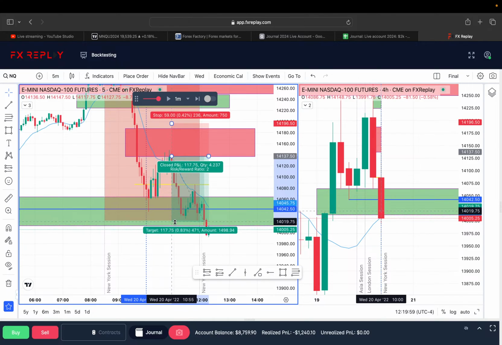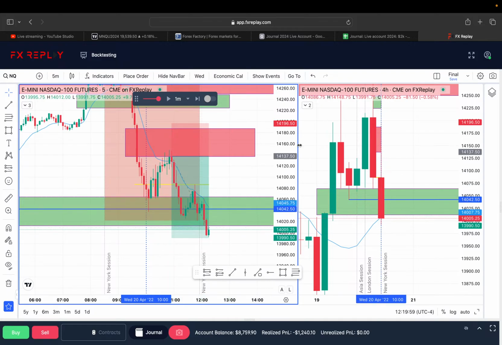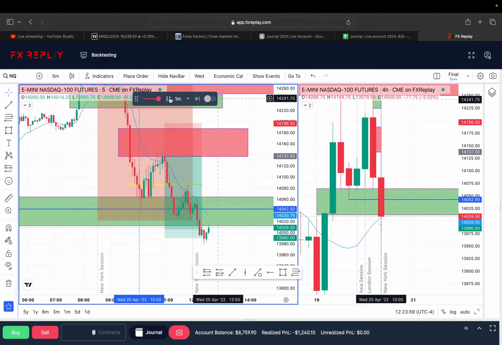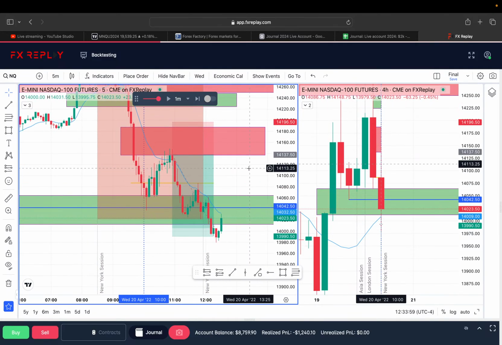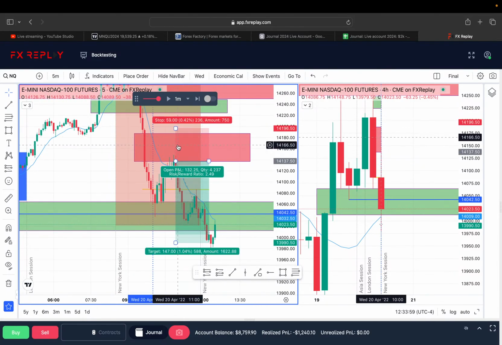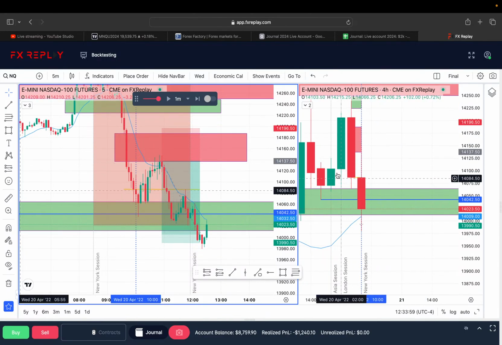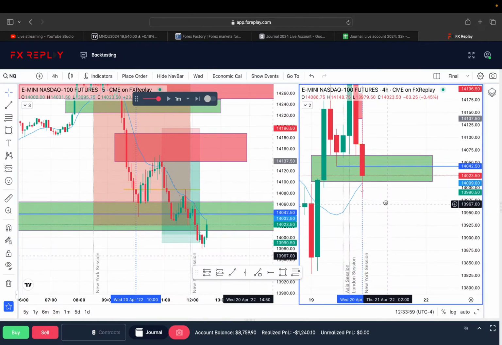Look at that, 1 to 2 hit perfectly. Obviously, our 1 to 2.5 maybe if you want that. Still hit it. So there's that. That's also kind of a strategy. It's a silver bullet strategy where you wait for the first 5 minute fair value gap between 10 and 11. But obviously we want to add some higher time frame bias into it.